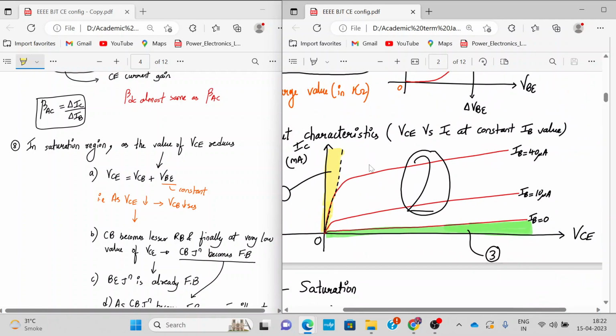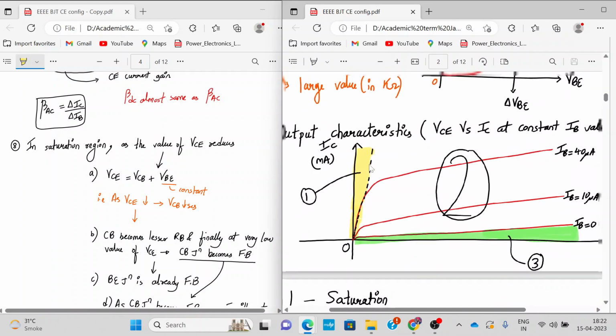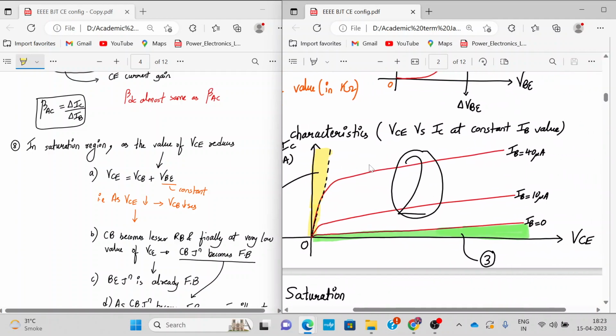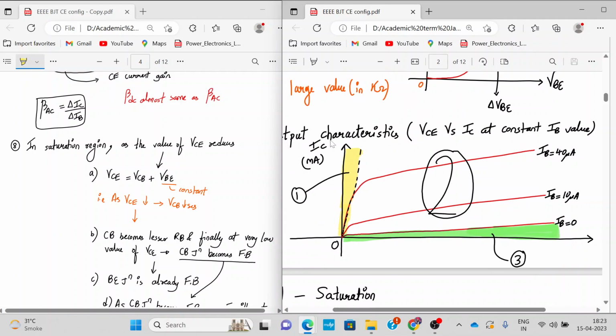So this is again the output characteristics. What we do in the saturation region is reduce the value of VCE to a very low value close to zero. As the value of VCE reduces, your IC value reduces with it very rapidly, and it goes towards zero. As we decrease the value of VCE further, the IC value decreases rapidly. Now we have to explain why this happens.